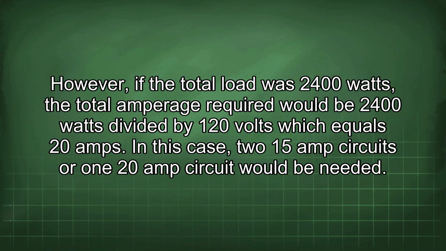However, if the total load was 2400 watts, the total amperage required would be 2400 watts divided by 120 volts, which equals 20 amps. In this case, two 15 amp circuits or one 20 amp circuit would be needed.